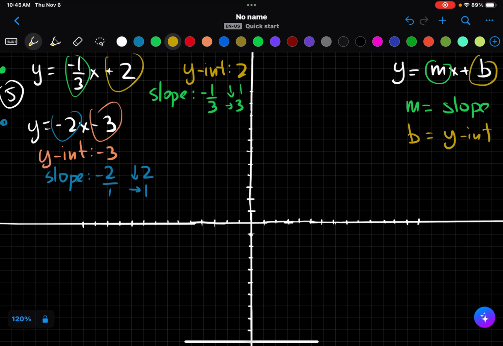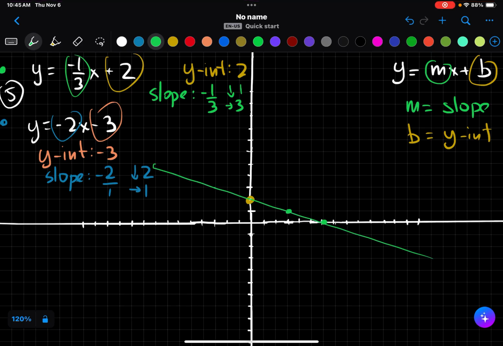Let's start with the green equation. The y-intercept is at positive 2. And the slope tells us to go down 1 to the right 3, down 1 to the right 3. All right, let's go ahead and graph it.